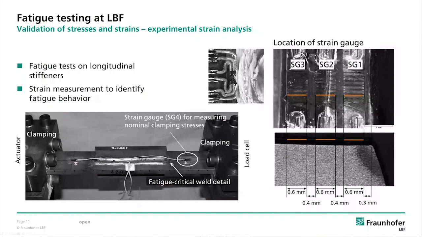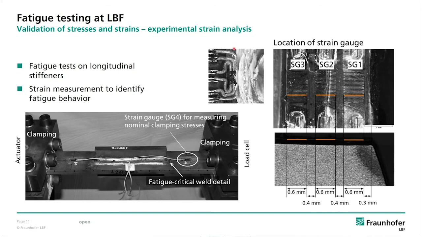And if you clamp a specimen, you really need to consider the clamping stresses. So actually, you induce a load or a stress if you clamp the specimen in your test rig, if you don't adapt the test rig so that it somehow considers these angular distortions and does not include clamping stresses. But in principle, those clamping stresses aren't wanted. And so what we did was some fatigue tests with these longitudinal stiffeners. But in order to understand the outcome, we also performed a strain measurement.